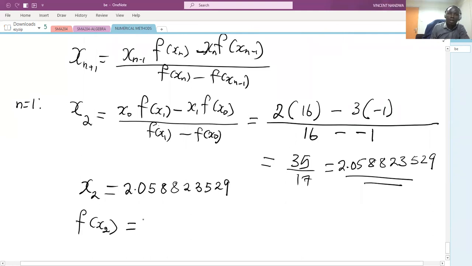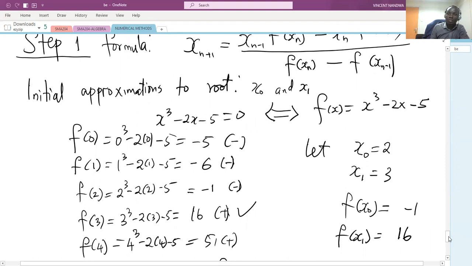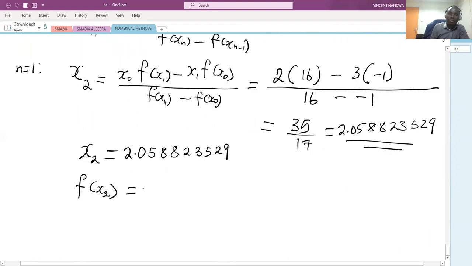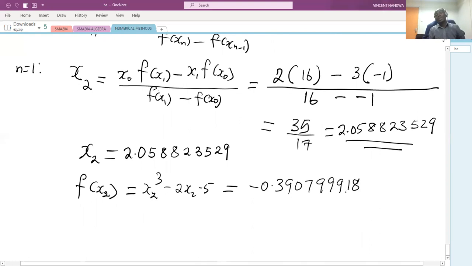So this simply means, remember the function is given by x cubed minus 2x minus 5. So the value of f of x2 will be x2 cubed minus 2x2 minus 5. When you put in these values into that function and use your calculator, you find that the value of the function will be minus 0.39079918. I know there might be some slight difference at the last 3 digits because of different levels of accuracy of the calculators, but that should not be a problem.